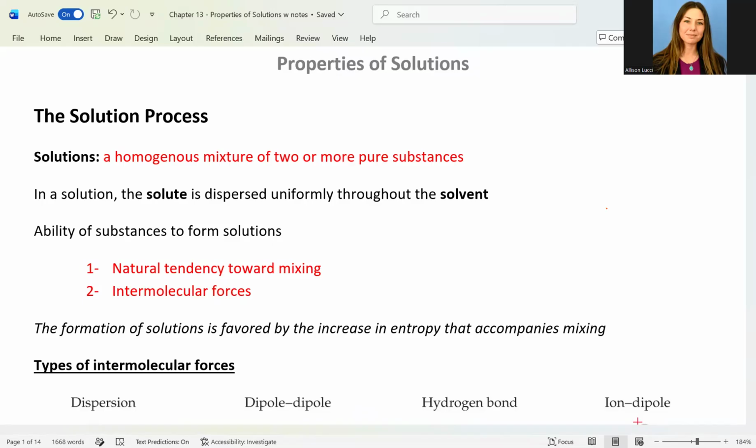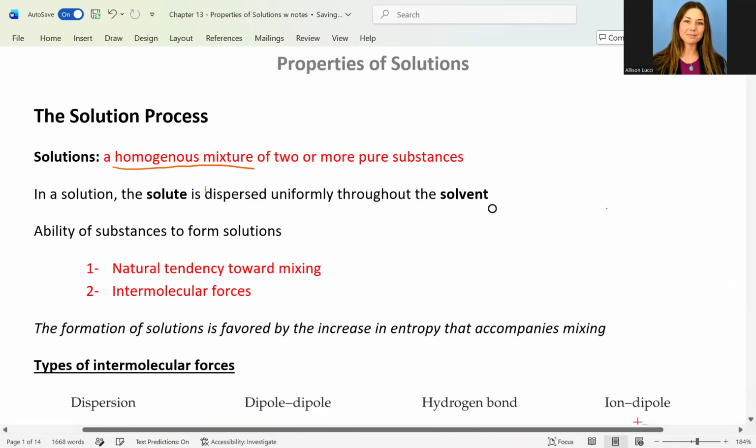So, that can be any combination of a solid dissolved in a liquid, two liquids dissolved, two gases, or more. So any combination of pure substances that forms a homogeneous mixture. So that just means that it looks consistent throughout. So when we talk about a solution, we want to indicate that the solute, so what's being dissolved, is dispersed uniformly. So that's why everything looks the same throughout.